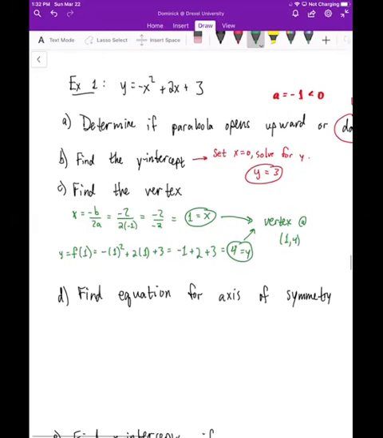Now the equation for the axis of symmetry is nice because we've already done the work for it. It's just whatever the x-coordinate of your vertex is. So the axis of symmetry is located at x equals 1.